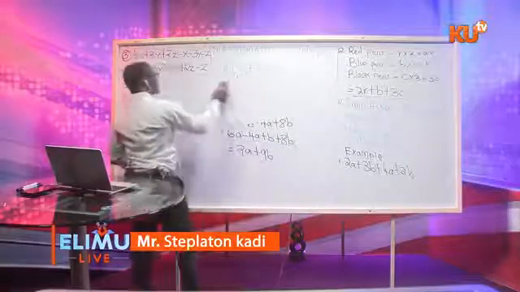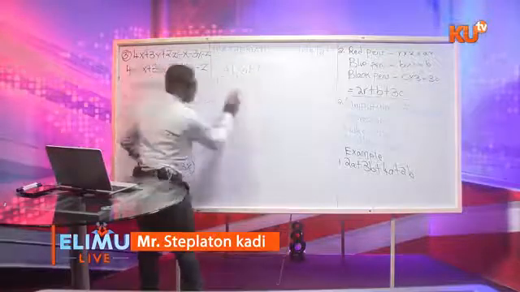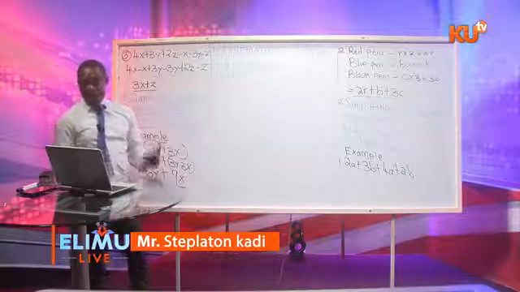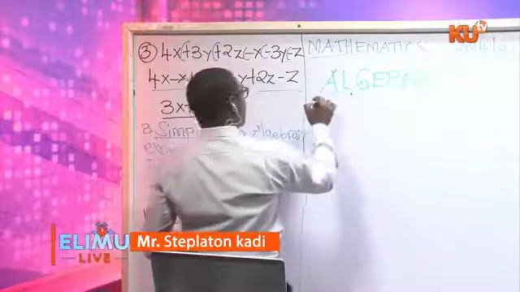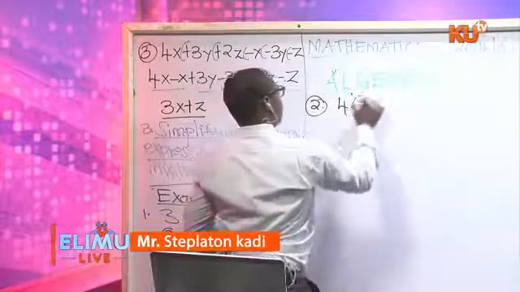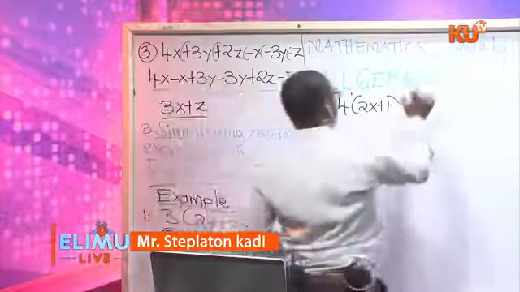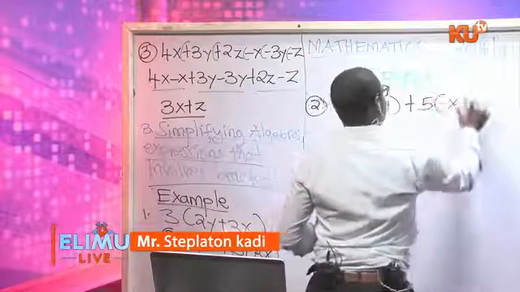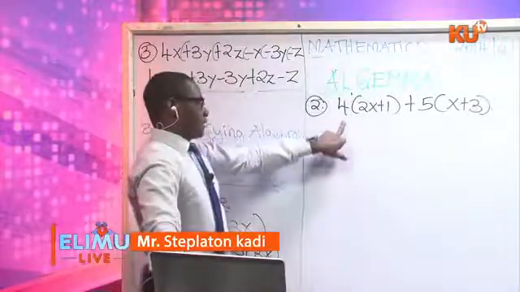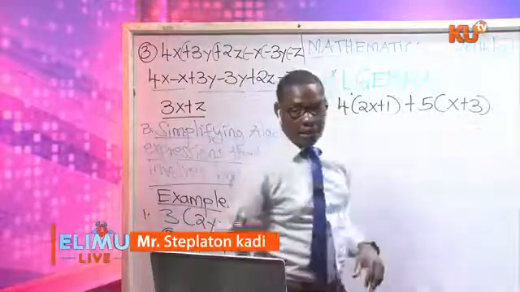So we'll do several examples on this because of the signs. Remember, when there are additions and subtractions, pupils tend to get confused. So we'll do different examples that have different signs so that we can understand. So example number 2 of the same, 4 into brackets 2x plus 1, close the brackets, plus 5 into brackets x plus 3. So we have to solve this question.